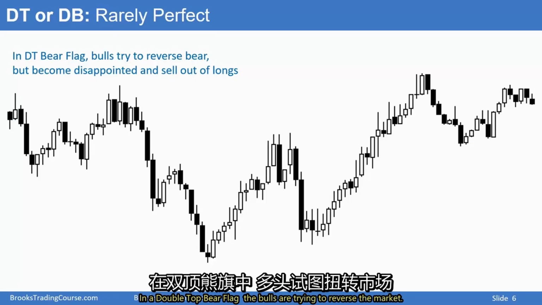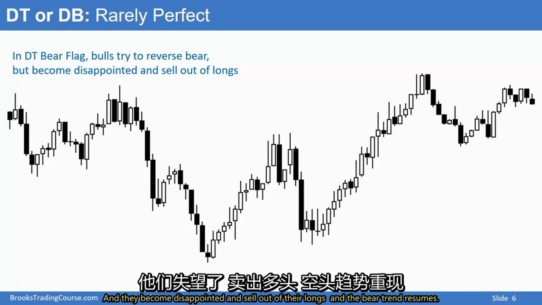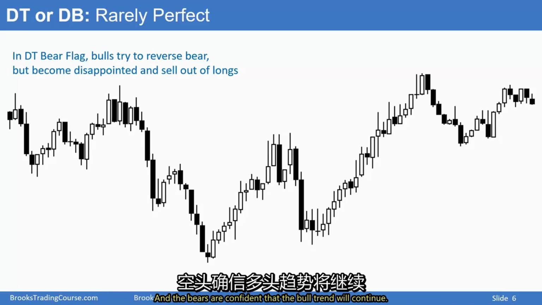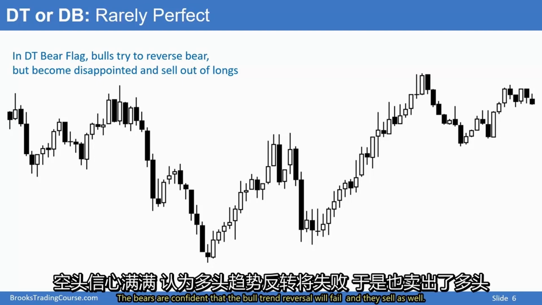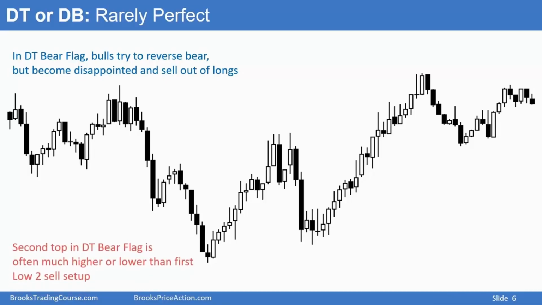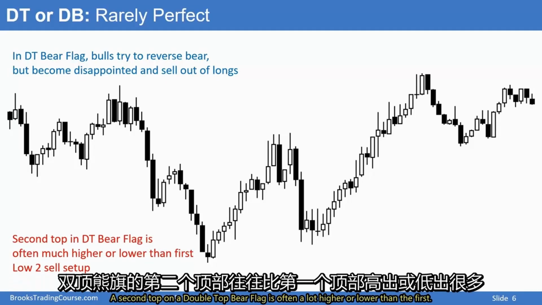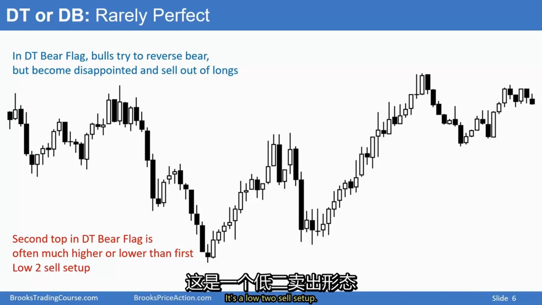In a double top bear flag, the bulls are trying to reverse the market, and they become disappointed and sell out of their longs, and the bear trend resumes. And the bears are confident that the bull trend reversal will fail, and they sell as well. A second top on a double top bear flag is often a lot higher or lower than the first. It's a low to sell setup.